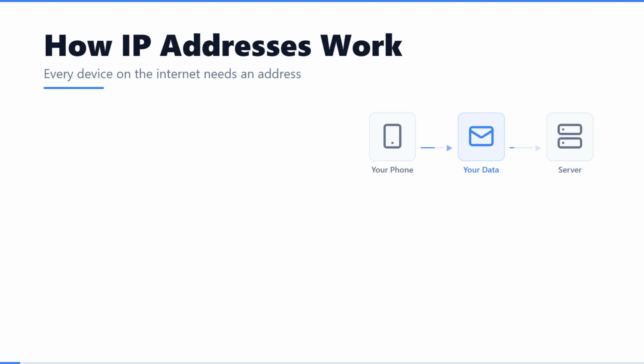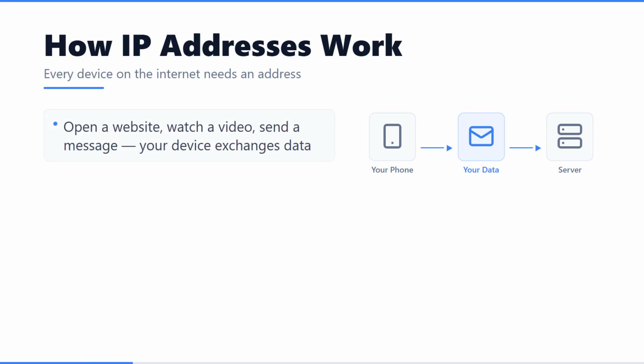In this video, we will explain how IP addresses work and why they are essential for communication on the internet. Every time you open a website, watch a video, send a message, or use an app, your device exchanges data with other devices across a network. For this communication to happen correctly, each device needs to be identifiable. That is the role of the IP address.